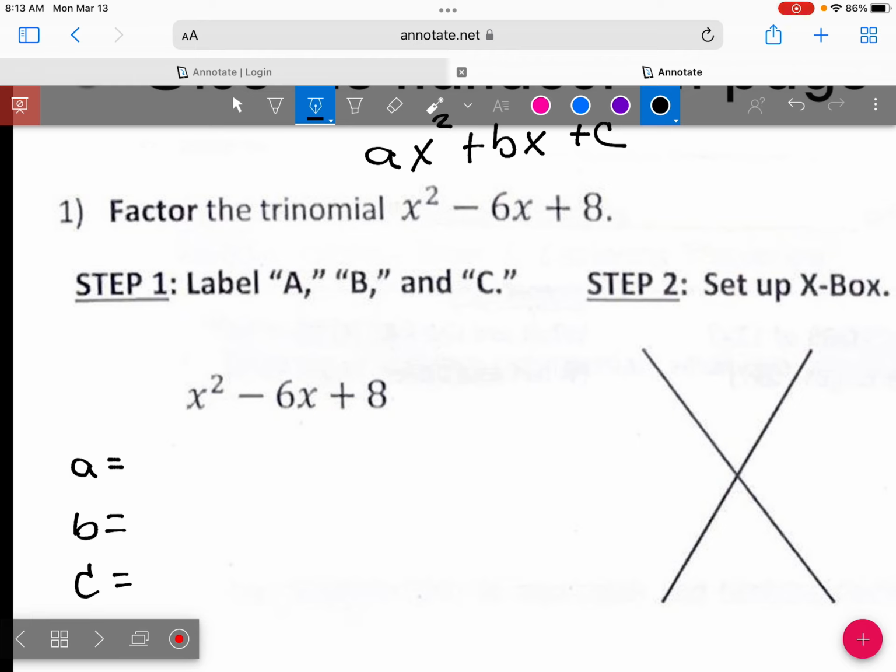C is probably the easiest to spot. What's C? 8. What's B? Careful, because the B is in front of the x here, so it's just the -6. What number is in front of the x squared? 1. When we talk about A, B, and C, we mean those numbers, just like if I was to put them in the quadratic formula. We're just looking at the numbers A, B, and C.